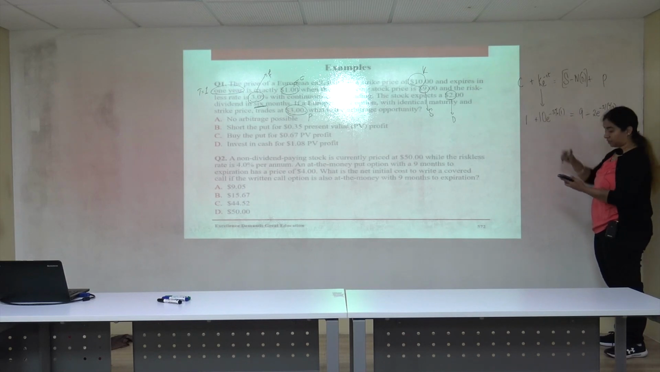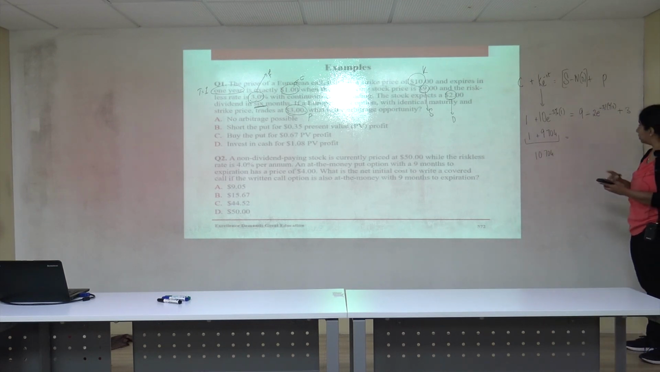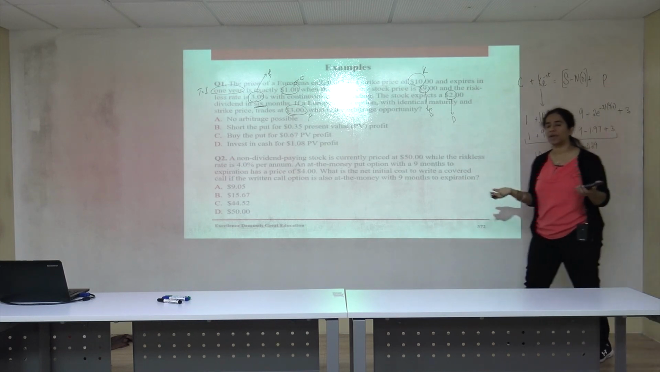So we'll have to find the present value of this. I'll do 10 times e to the power minus 0.03, so this gives me 9.704, plus 1. So this becomes 10.704, which equals, and I'm going to find the present value of the dividend. So that's going to be 2 times e to the power negative 0.03 times 6 by 12, so that I get 9 minus 1.97 plus 3. So let me just quickly do the math. On this side, I get 10.029.